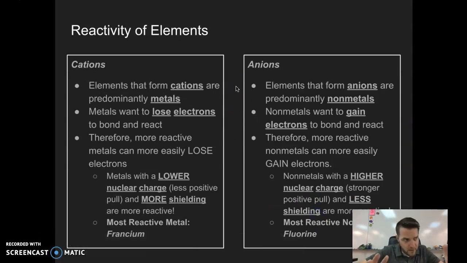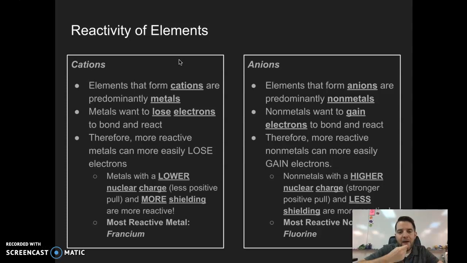Now, that relates to the reactivity of elements as well. So reactivity is essentially how likely they are to try to shift to that 8 valence electrons. How much do they want it? So elements that form cations are going to be mostly metals. We saw that in our notes in class today. Metals want to lose electrons. Therefore, more reactive metals can more easily lose electrons.